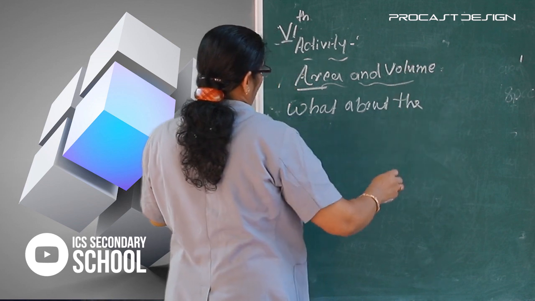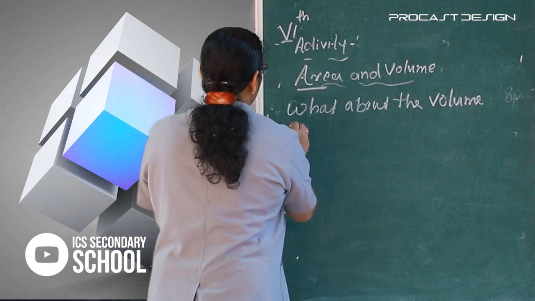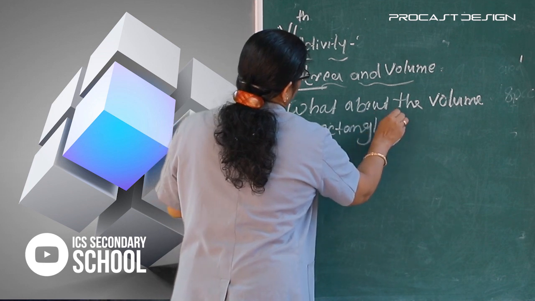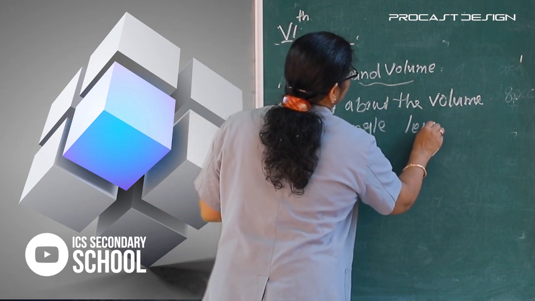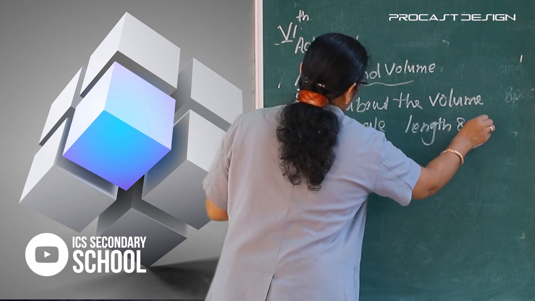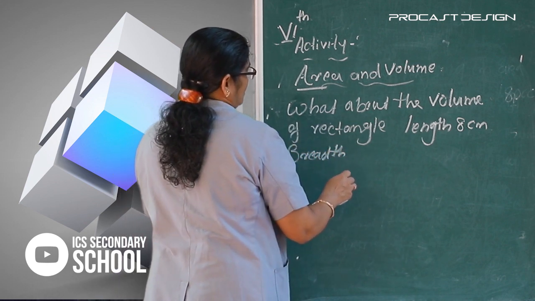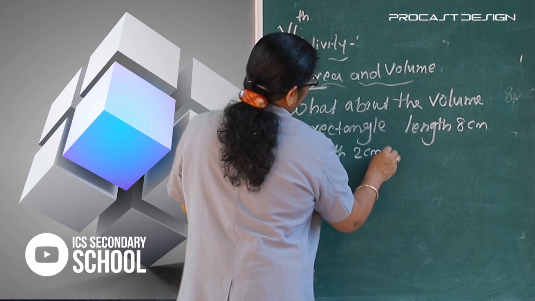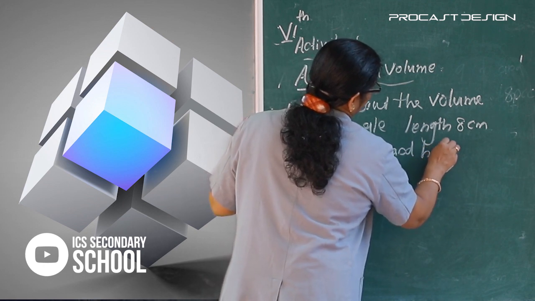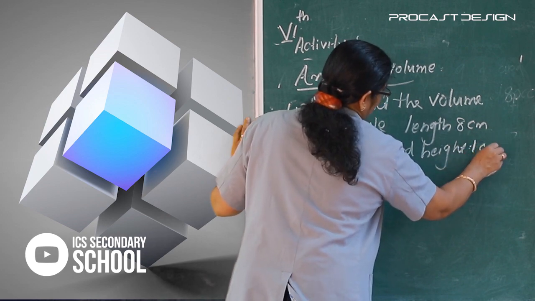About the volume? What about the volume of the rectangle? Length 8 centimeter, breadth 2 centimeter, and height 1 centimeter.